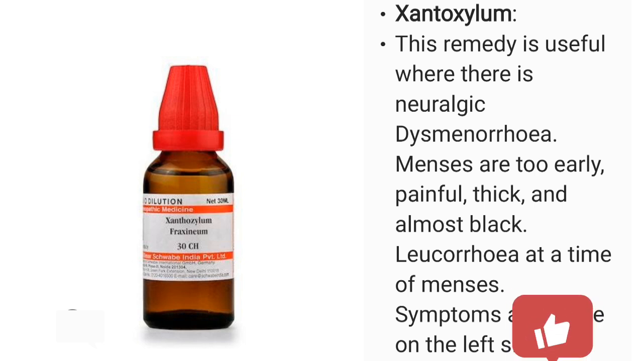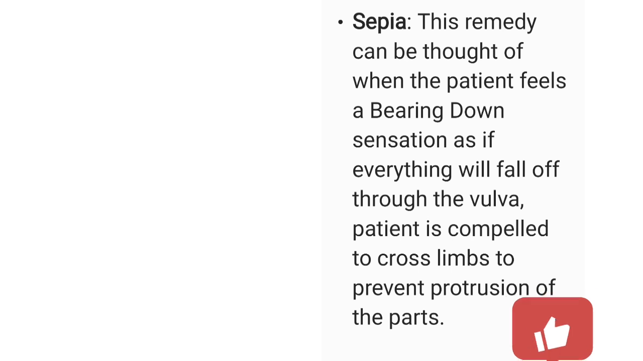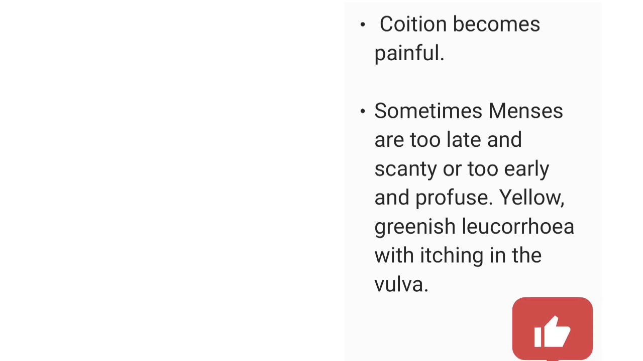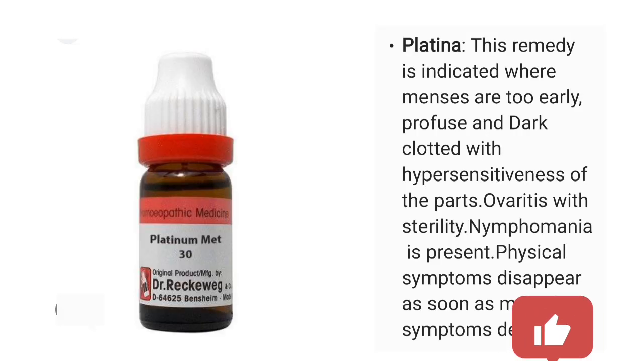Next is sepia. Sepia can be thought of when the patient feels a bearing down sensation as if everything will fall out through the vulva. Here there is painful intercourse and sometimes menses are too late and scanty or too early and profuse. Next drug is platina. Platina, this remedy is indicated where menses are too early, profuse and dark clotted with hypersensitiveness of the parts. Nymphomania is present, ovaritis with sterility.